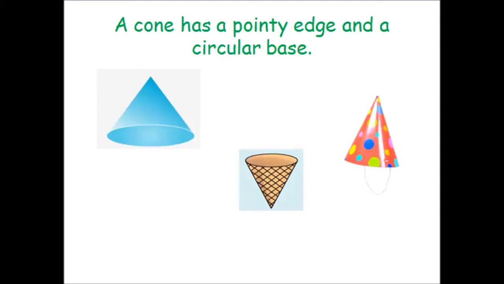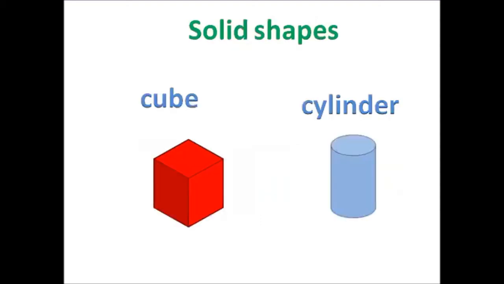Hey, boys and girls, what we are going to look at, we are going to look at two new shapes. Here I have something called a cube, okay? And here I have a cylinder. A cube, where my arrow is pointing, and a cylinder. Okay, boys and girls? Good.